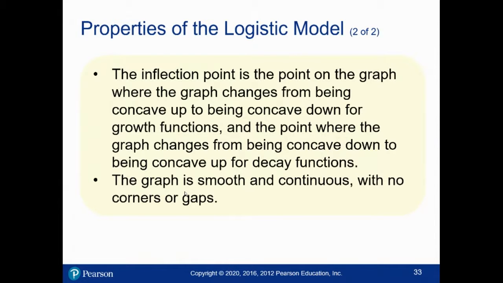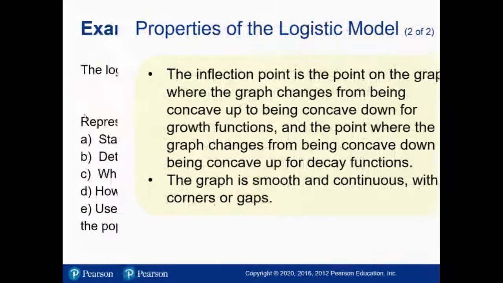It ranges from being concave up to concave down. Now, the terms concave up and concave down, we only saw as they related to parabolas. There is a more formal definition of what it means, but it's not going to be terribly important for us. But again, the graph is smooth and continuous. It doesn't have any jumps, etc.